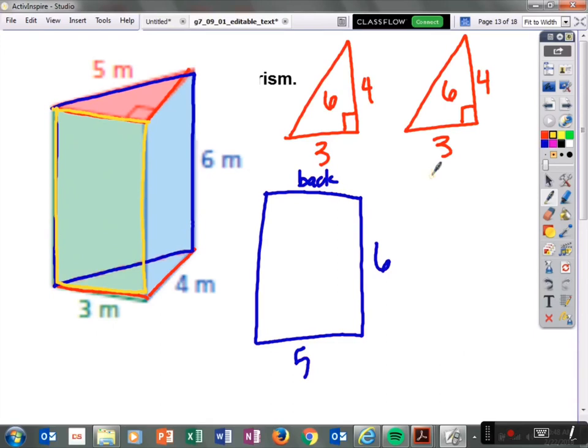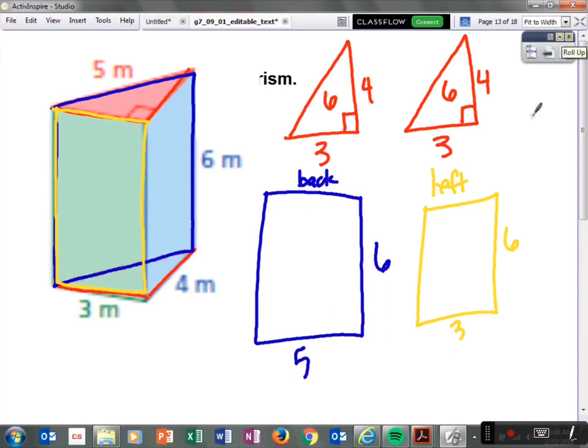So now let's find the left side. What is the base? 3. And the height is 6. And then we'll find the right. That is right. We all expected that.